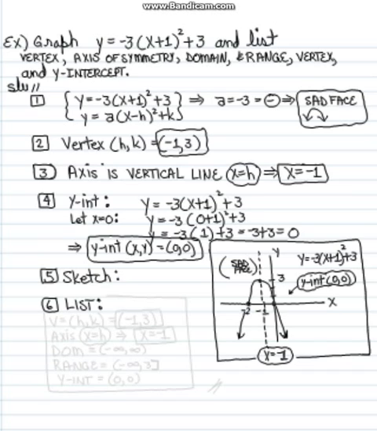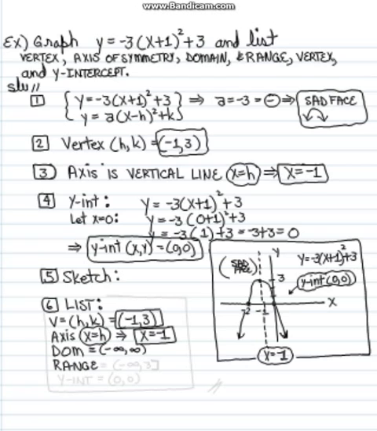Now step 6, don't forget to list these things. The vertex (h, k) is (-1, 3). The axis is the equation x equals -1. The domain: look at the graph. The domain is all the x values. Every x value from -infinity to +infinity will have a point somewhere on this graph as it opens up and moves downward.